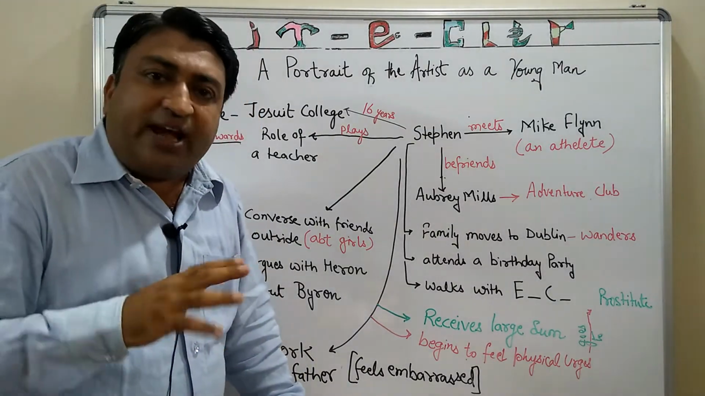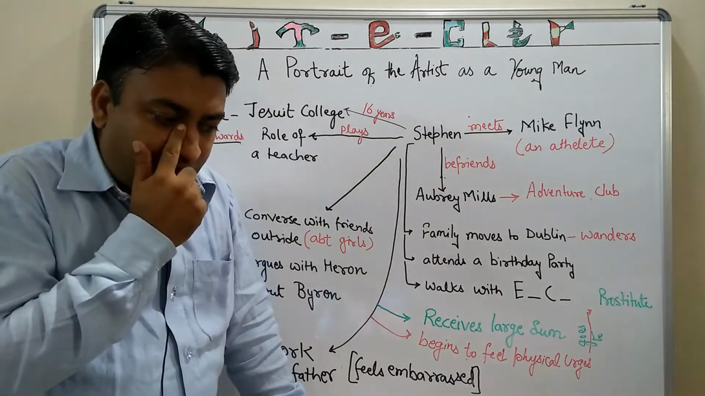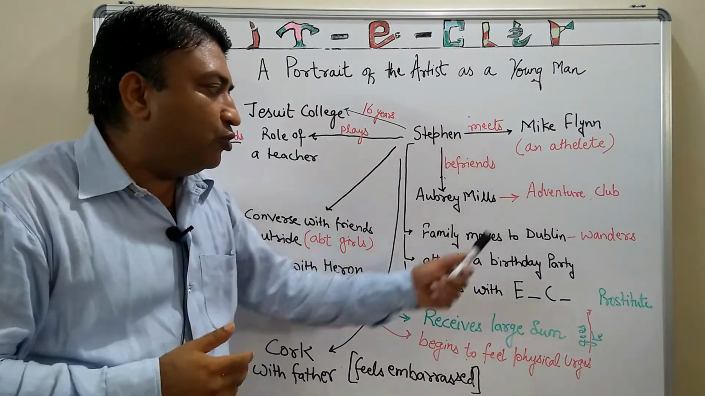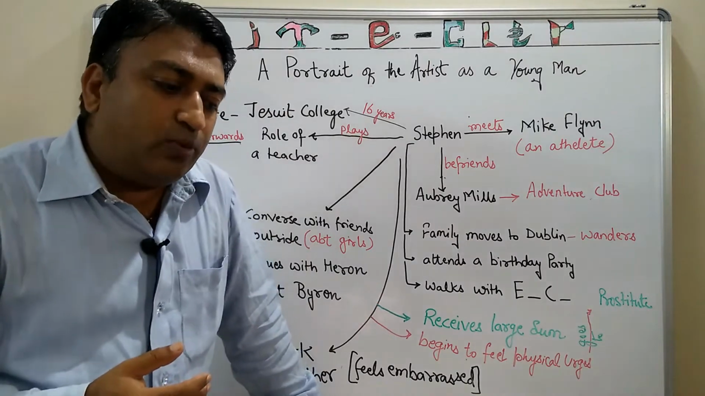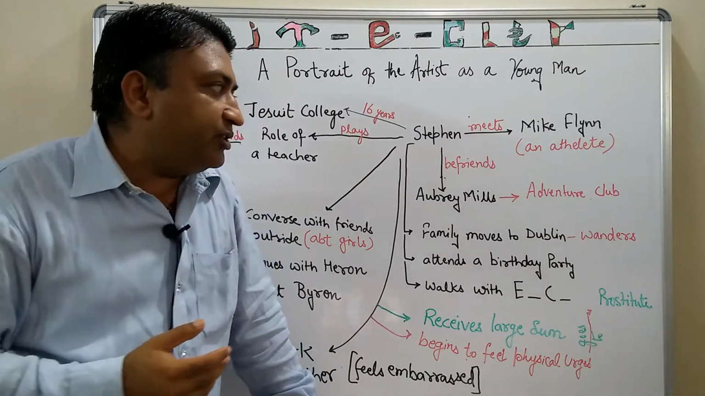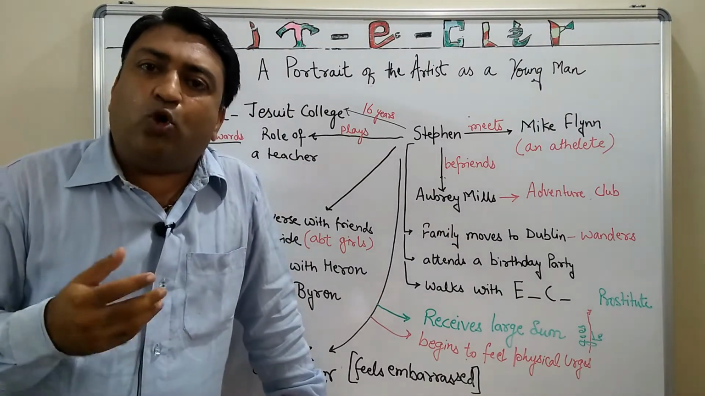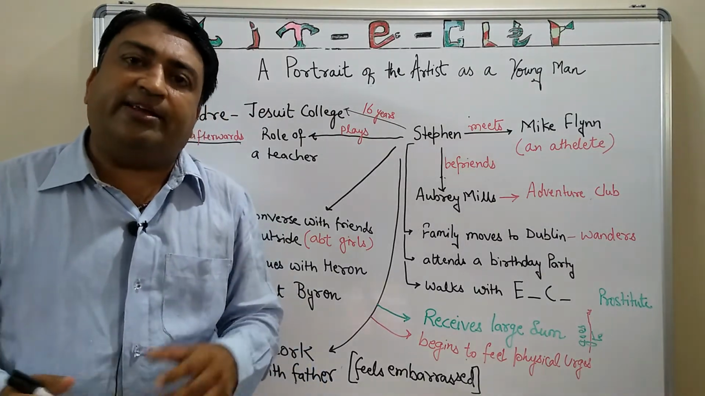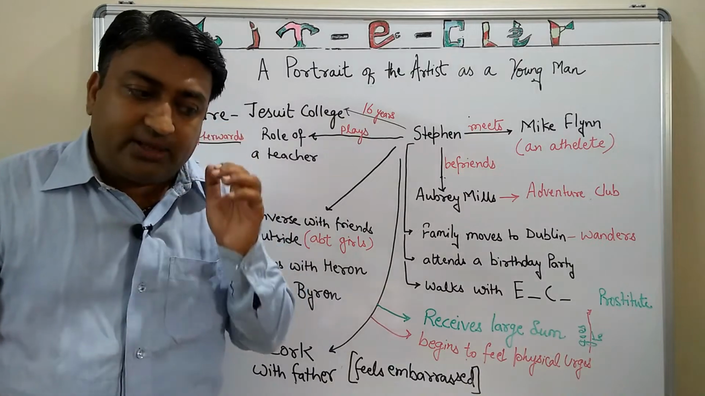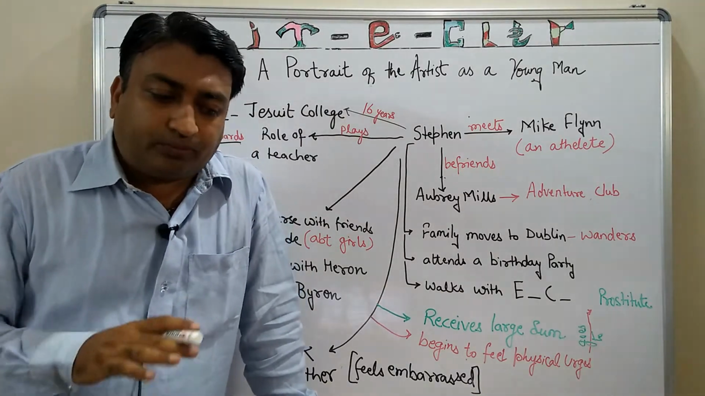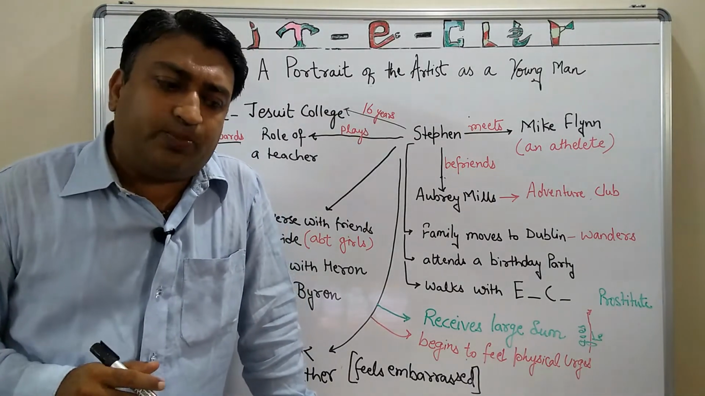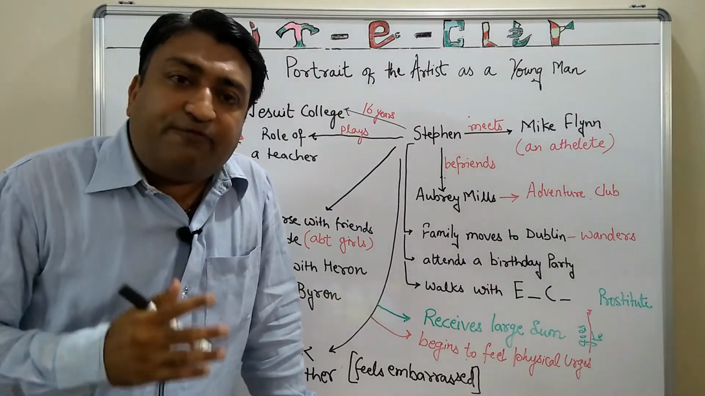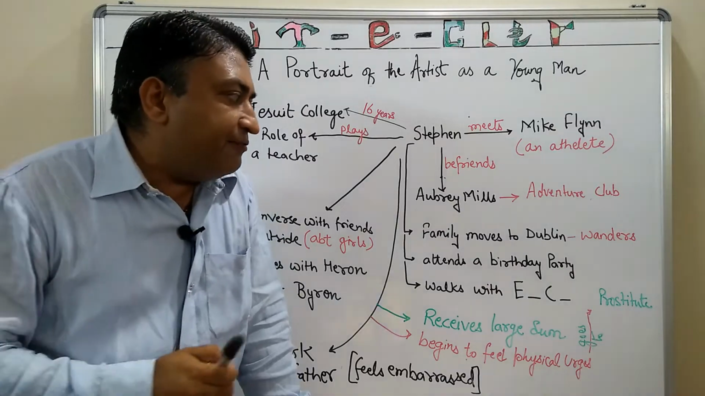Now, the financial condition of the family is not very good, and the family decides to move to Dublin. It is a very disappointing thing for Stephen because he can no more join his school. And he somewhat blames his father for these financial troubles because he thinks that his father is not able to handle the financial security of the family.